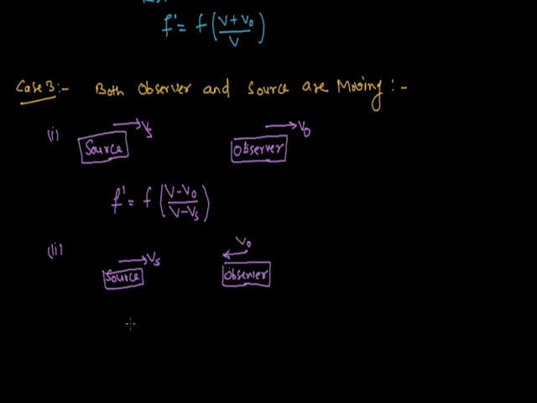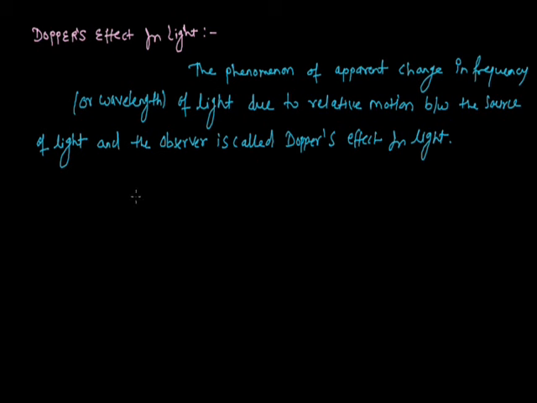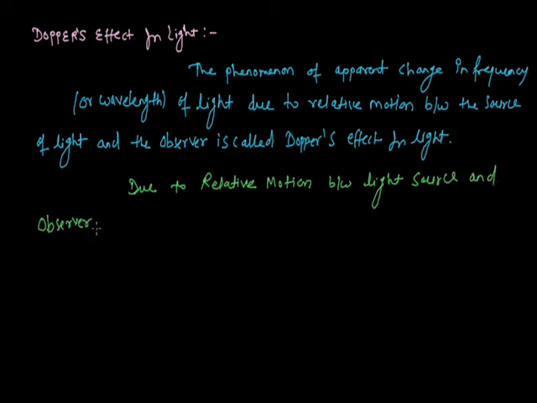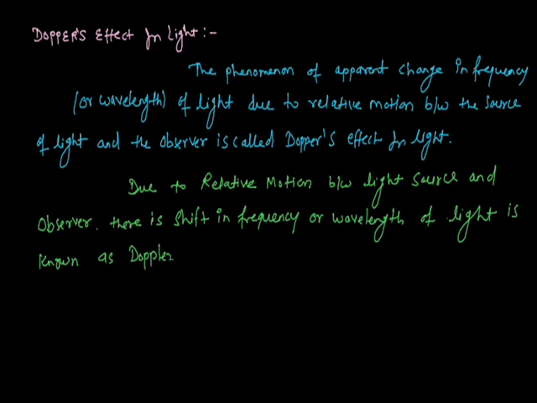So due to the Doppler effect in light there is a Doppler shift. So what is the Doppler shift? Due to relative motion between light source and observer, there is a shift in frequency or wavelength. We know due to the relative motion of source and observer, there is a change in frequency or wavelength, or we can say there is a shift in frequency or wavelength of light, which is known as Doppler shift. So Doppler shift is of two types.